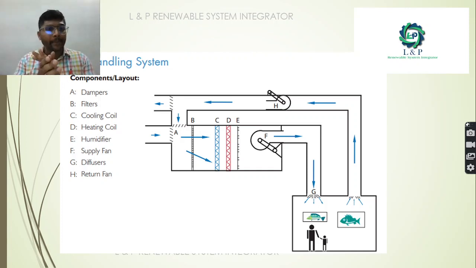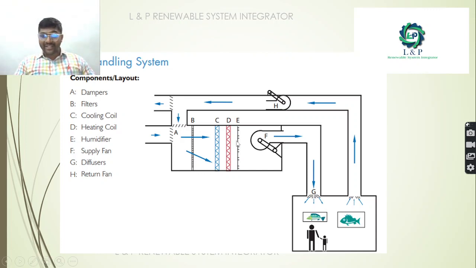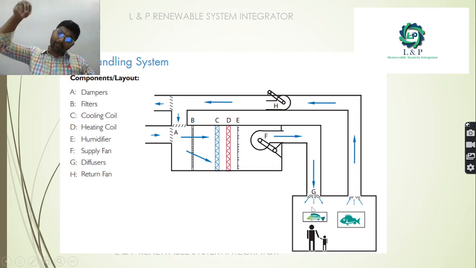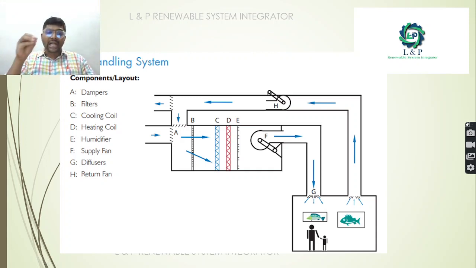When we get into the air handling unit components, it will have a supply fresh air damper. Then to filter the fresh air we have filters. If there is a requirement to cool it down, we have a cooling coil, and to perform heating we have a heating coil. For humidification we have humidifiers, and to supply the air to the building we have a supply fan. With the help of diffusers through the supply duct, we supply the air to the concerned room.